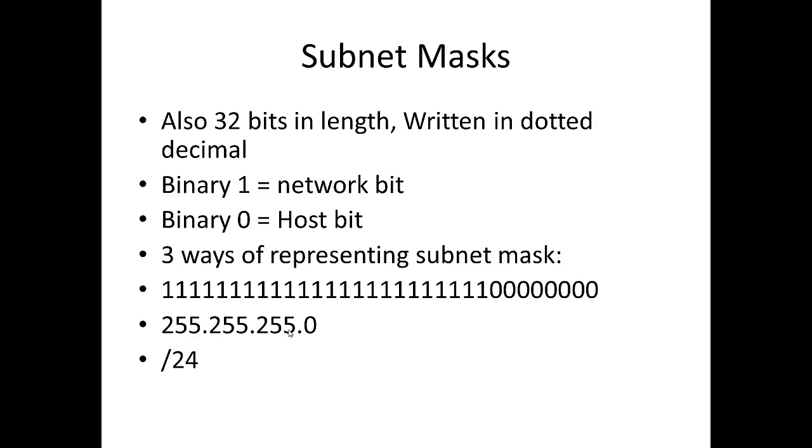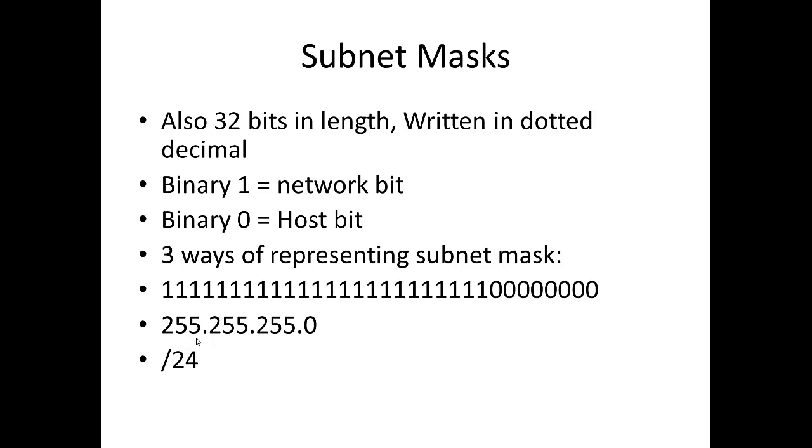This is the decimal equivalent of this, 255.255.255.0. All we're doing here is dividing these 32 bits up into chunks of 8 bits and then putting dots between them. So 255 is just all these binary bits converted into decimal, and then we put a dot between each one. The 0 obviously means these 8 zeros at the end here.